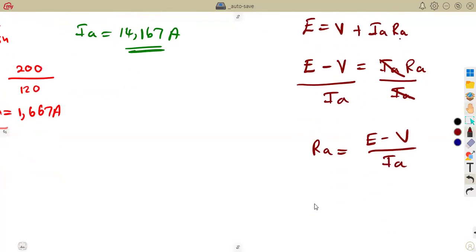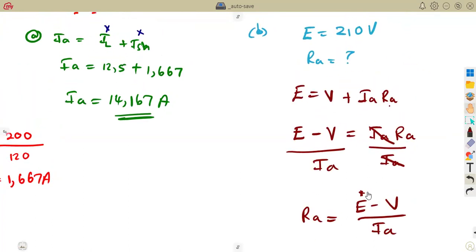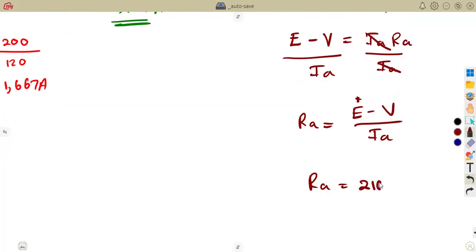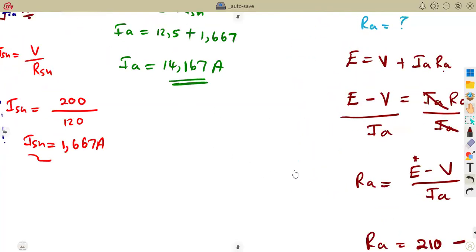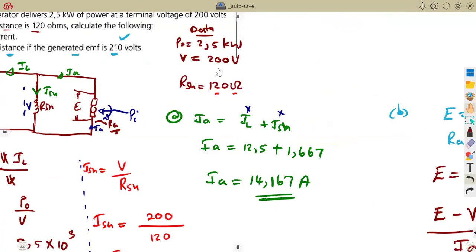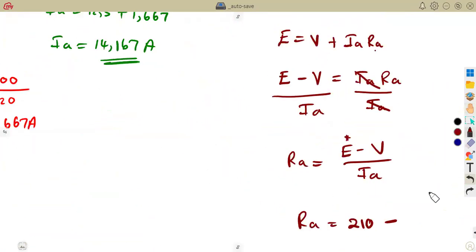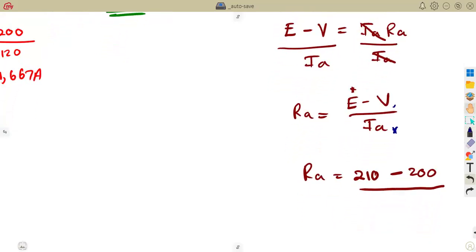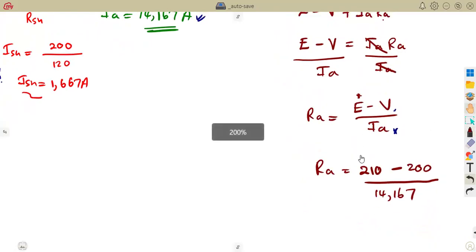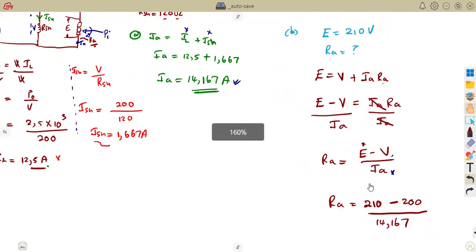What is our E? Your generated EMF. I mean, you are given, sorry, this one you're given, they said take that to be 210. So that is 210 minus V, which is our terminal voltage, as we are given that, 200. Remember, you're given this as 200. You divide this by the armature current, which is the one that we calculated. Remember, armature current we calculated there, it was 14.167. So you divide by 14.167.